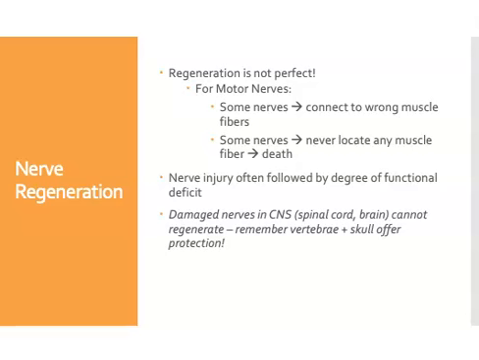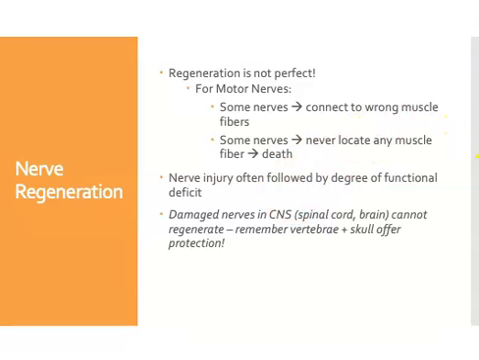Nerve injury, even when it is repaired, even when the nerve regenerates and you get new synapses formed, is usually followed by some degree of dysfunction. So even when nerves are regenerated perfectly, they never seem to work quite as well as they did before the injury. And of course, the other thing to remember is this. Nerves that are damaged in the central nervous system, the spinal cord and the brain, do not regenerate.